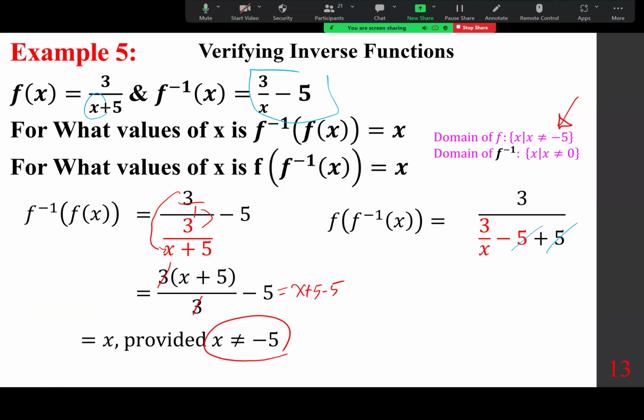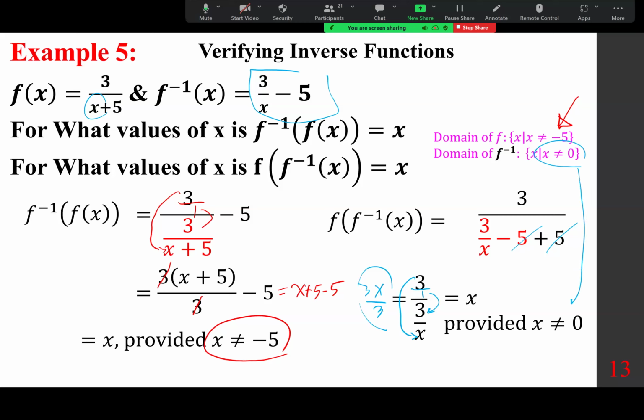We have 3 over x, and this is a complex fraction. Multiply these two, we get 3x. Multiply these two, we get 3. They cancel each other, the 3 and 3, and they give us x. In this case, x can't be 0, and it comes from here.